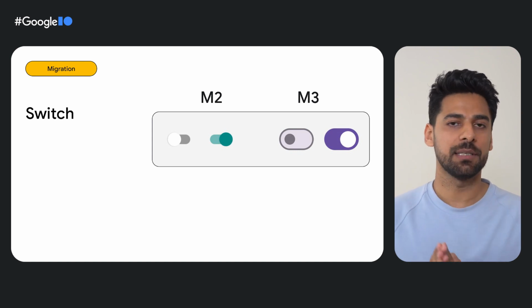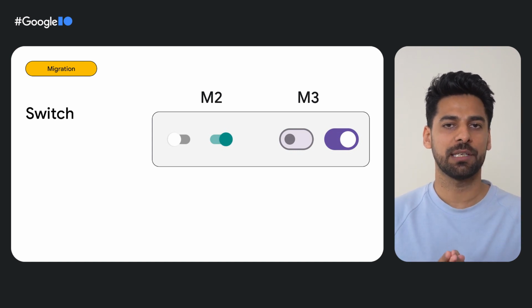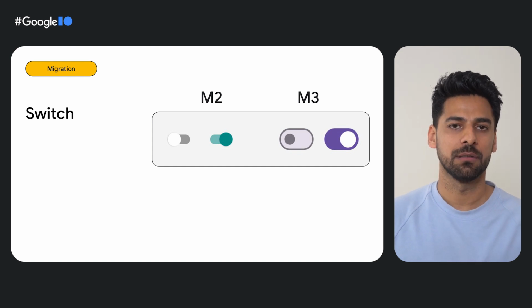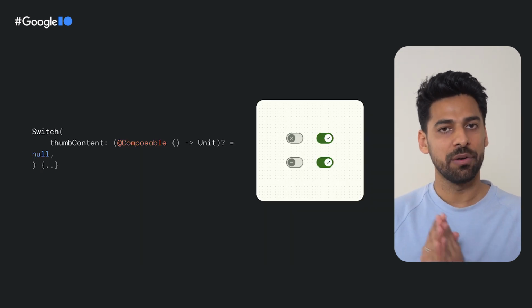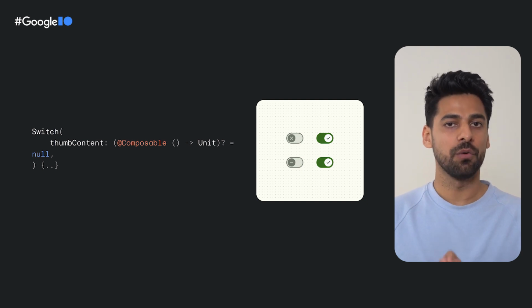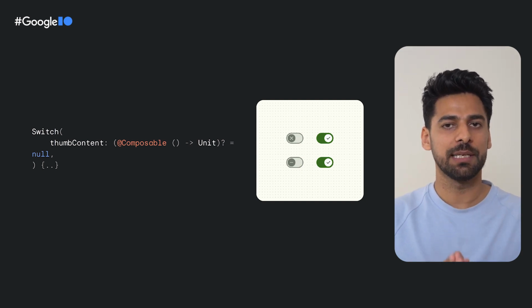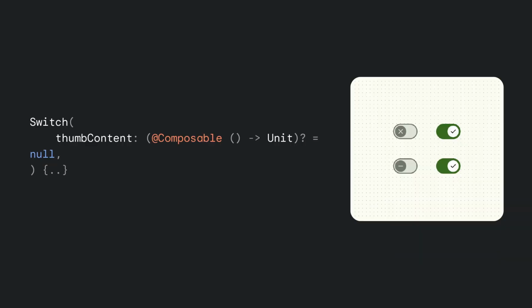Switch has been redesigned in Material 3 to be more interactive with large thumb size, new color mapping, and state change animation. In addition to the redesign, Material 3 Switch now gives you an option to add a thumb icon to visually emphasize the switch state and make it more expressive. Here you can pass your composable to thumb content and draw different content based on the switch state.